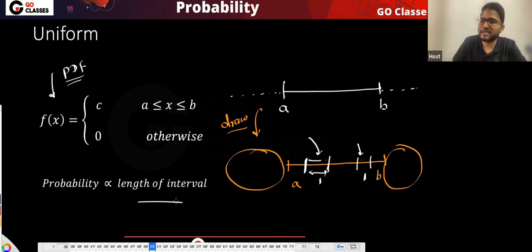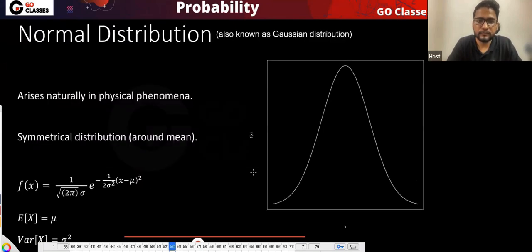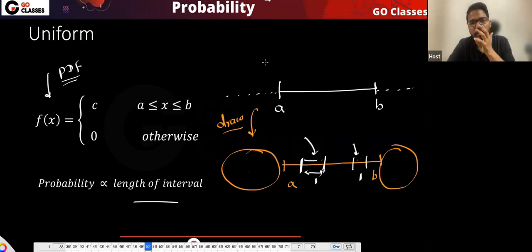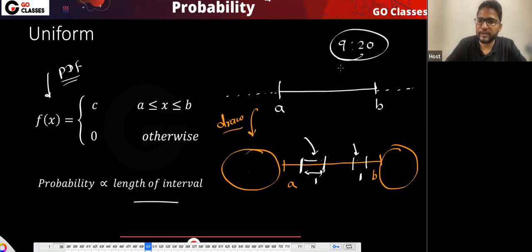Okay, so let's take a break and then we will continue this uniform random variable. After this uniform we will be having normal distribution and then exponential distribution. So we will be finishing the lectures today. We will not be continuing on this probability lectures tomorrow, so I will try to finish this probability today only. Okay. Let's meet at 9:20. Is this fine? Okay. Let's meet at 9:20.